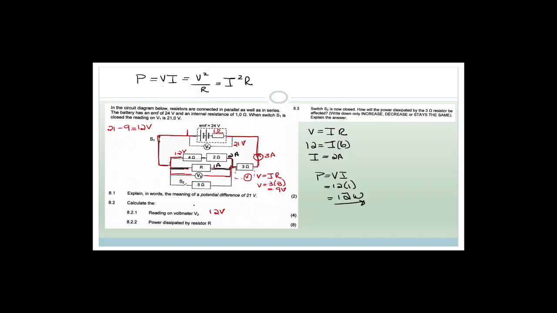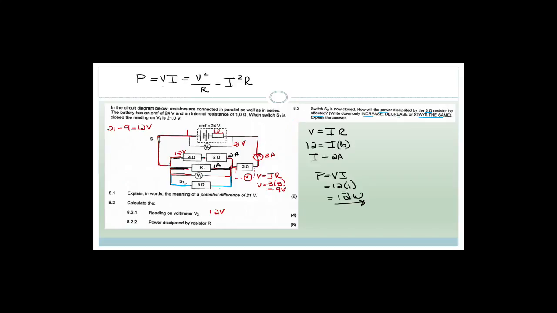Now it says we close switch S2. We now close switch S2. Okay. And it says, how will the power dissipated by the 3-ohm resistor be affected? Write down any increase, decrease, or remains the same.